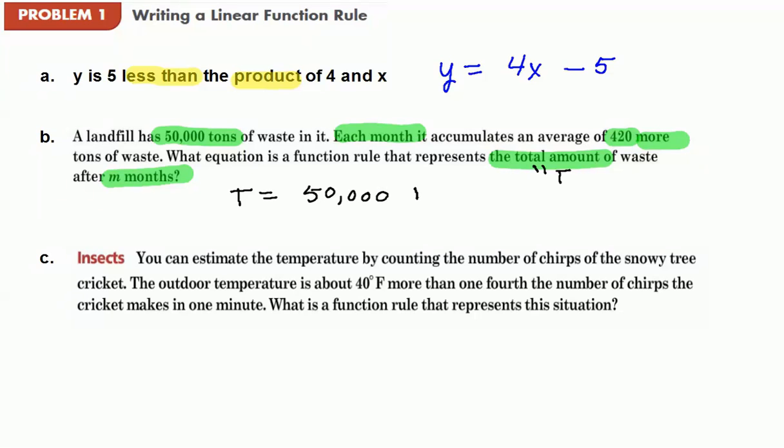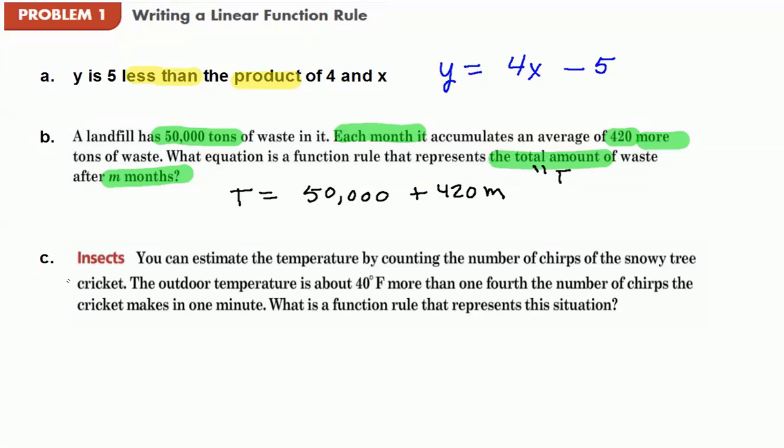So we're going to add 420 more each month. And each month is m. So therefore, it's 420 per month, or for each month. And any keyword you're looking for is per, each. So that tells you if there's a rate going on, that means we're going to multiply that by a variable, which is m. So it's 420 times m. And then that would be your equation.